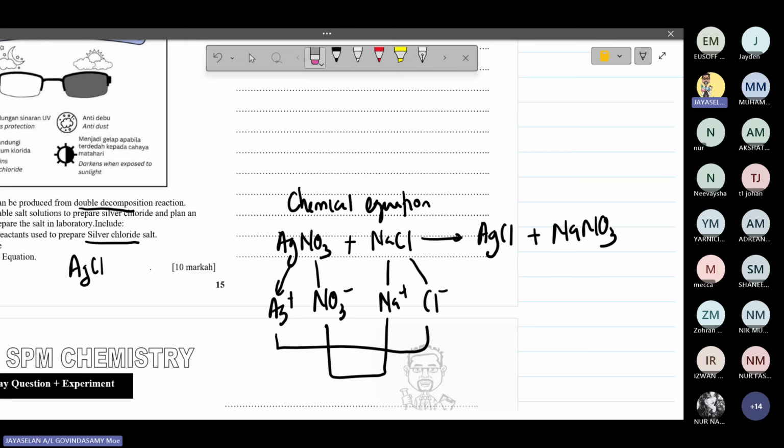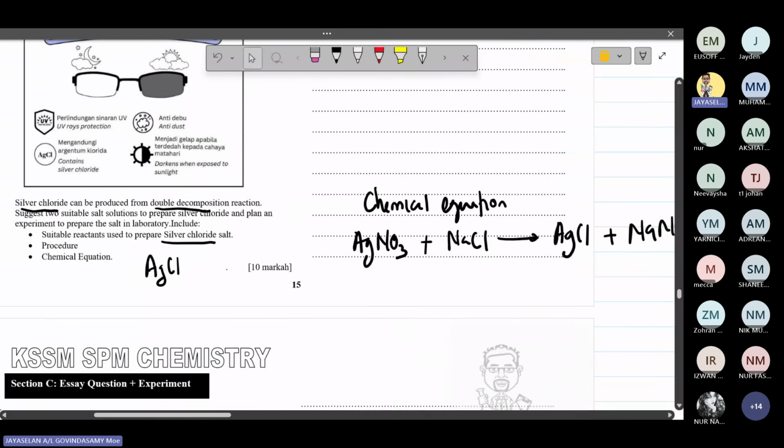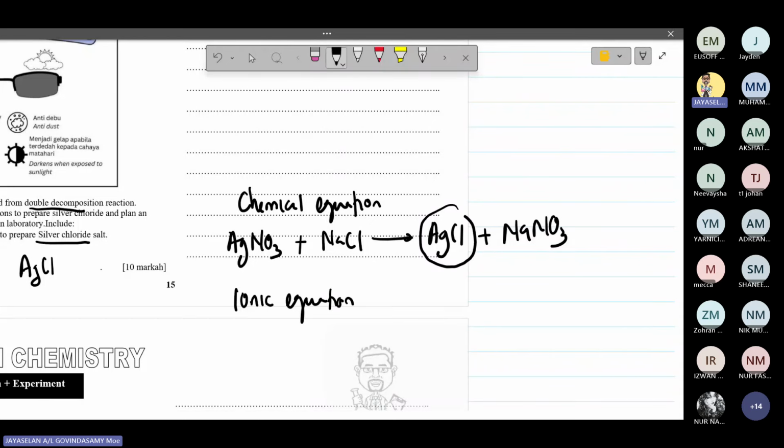Any question? If they ask for an ionic equation, we already practiced this one. If in the exam they don't want the chemical equation but the ionic one, how do you do the ionic equation? You put the ionic equation. Okay, you only focus on this.